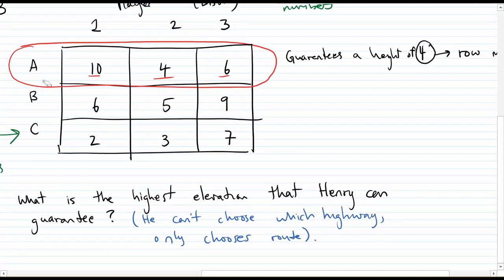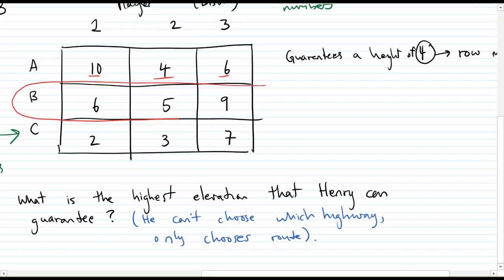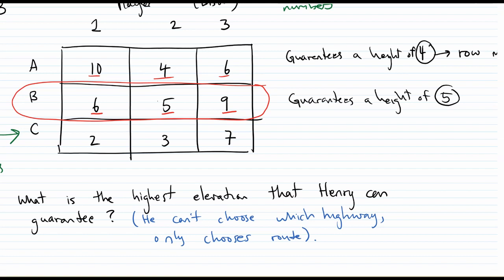Okay, what if he chooses instead route B? Well, then he could either get a height of 6, 5, or 9, but notice now that he guarantees at least a height of 5. And again, he could get a height of 9, he could get a height of 6, but all of these numbers are at least 5. So if Henry chooses route B, he gets at least that score of 5. And again, that's the row minimum there.